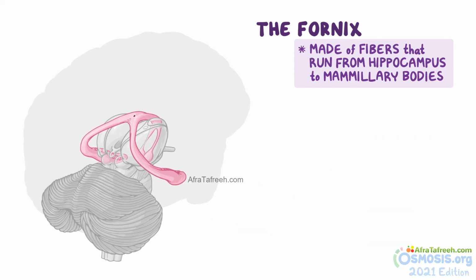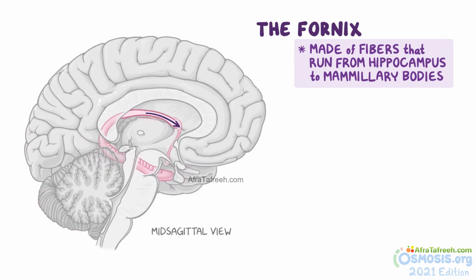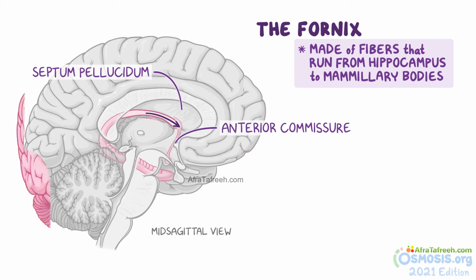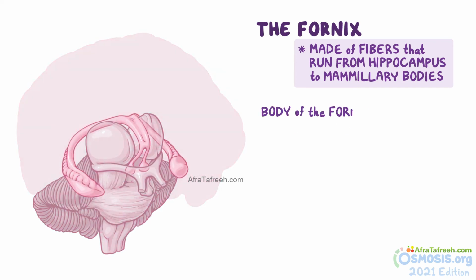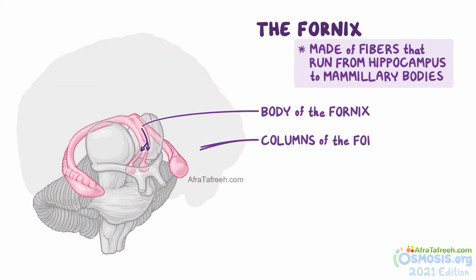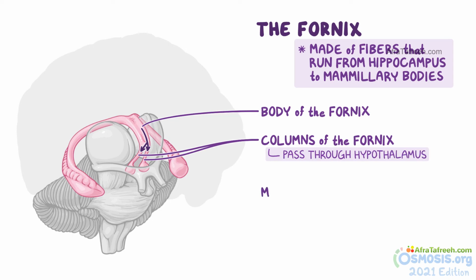The body of the fornix then curves anteriorly and inferiorly with the septum pellucidum located superior to it. The septum pellucidum is a membrane between the lateral ventricles, and on a medial view we see it extending between the fornix and the corpus callosum. Near the anterior commissure, the body of the fornix splits into two columns of the fornix. These pass over the interventricular foramina and pass through the hypothalamus before reaching the mammillary bodies where they terminate.